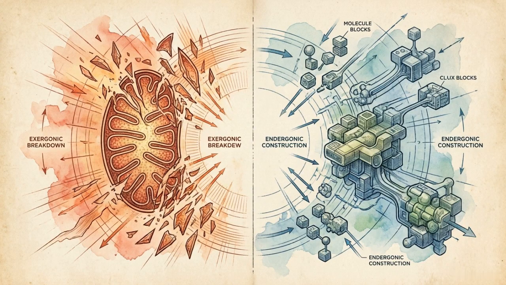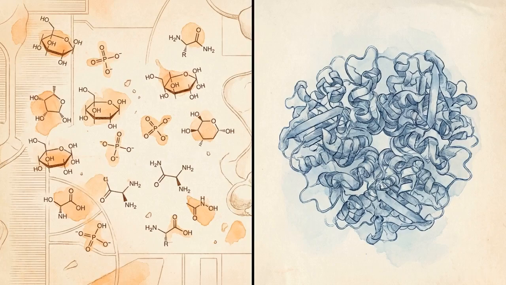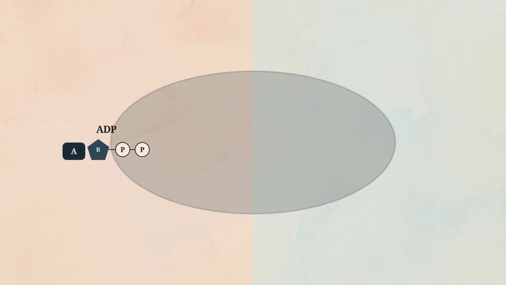We categorize chemical reactions by how they handle this energy transfer. Exergonic reactions, like catabolic breakdown, release energy. Endergonic reactions, like anabolic construction, consume it. The cell runs a continuous recycling loop.